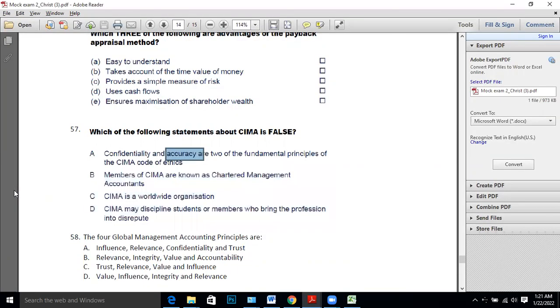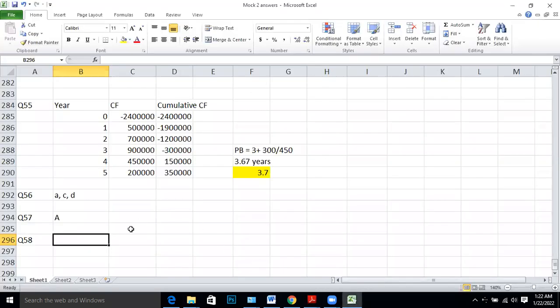58. The four global management accounting principles are: you remember I have discussed the four global management accounting principles. Value, influence, relevance, and trust. Where do we have the answer? Option C.